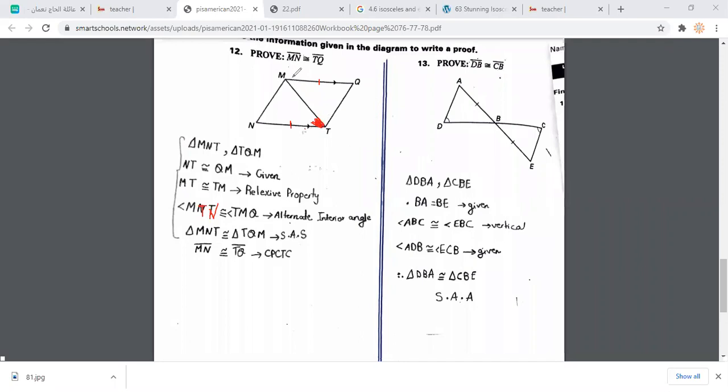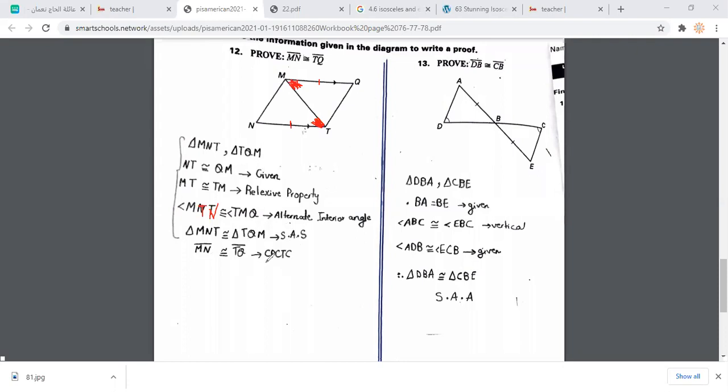So it should be MTN with this angle, because we said that they are alternate interior angles. So we have MQ equal NT, and we have angle QMT congruent with NTM, and MT is a reflexive side, which means the two triangles are congruent, and by which postulate? By side angle side. Okay, and then MN congruent with TQ, so CPCTC.